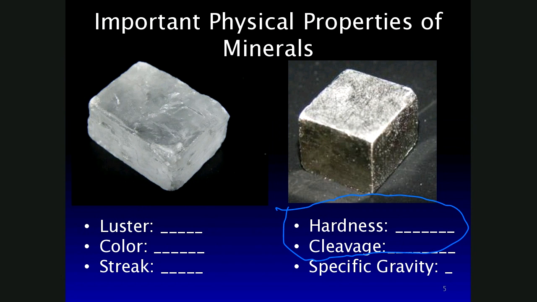Now, the specific gravity is a measure of density of minerals. So in general, metallic minerals tend to have high specific gravity values compared to non-metallic minerals. For example, gold's specific gravity is pretty high, 4 times the specific gravity of, say, pyrite, fool's gold.